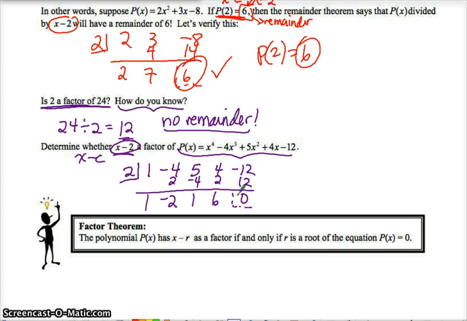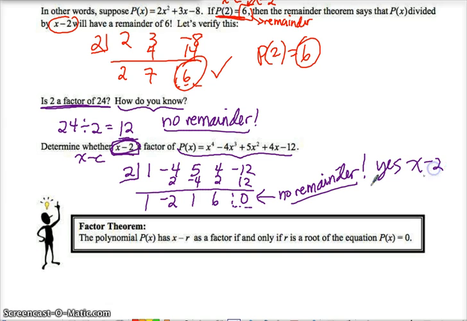Okay, but what was the question? Let's go back. It says determine whether x minus 2 is a factor of this polynomial. Well, synthetic division showed me that there is no remainder. Therefore, if there is no remainder, then yes, it is a factor. x minus 2 is a factor of p of x. Okay, that was one way of doing it. That was using what I say is just division, the synthetic division that we just learned.